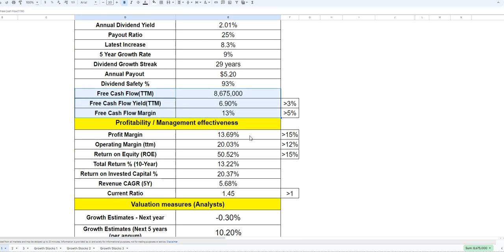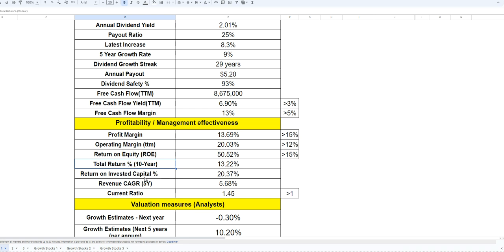Now, profit margin is about 14%. Operating margin of 20% and return on equity of over 50%, which is really huge. And in the last 10 years, they've actually returned about 13%. Now, this doesn't mean the next 10 years the company is going to do the same thing, but it kind of gives us an idea.